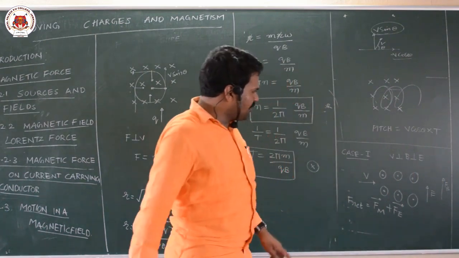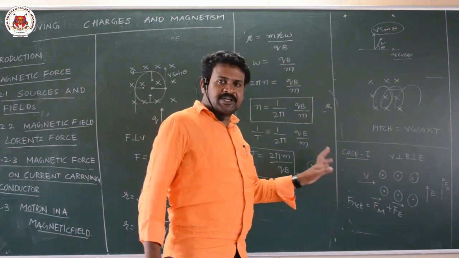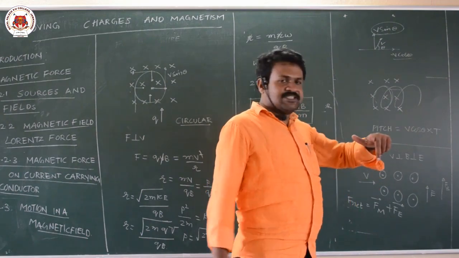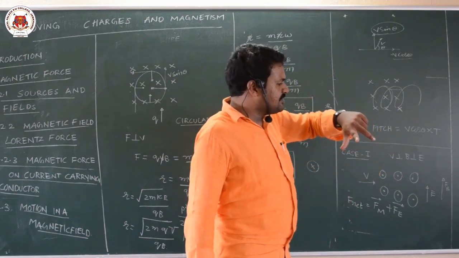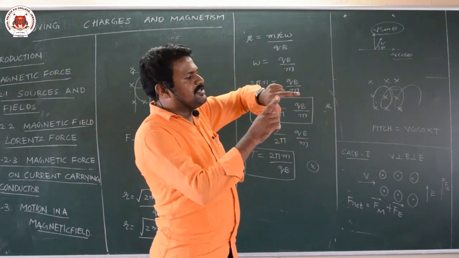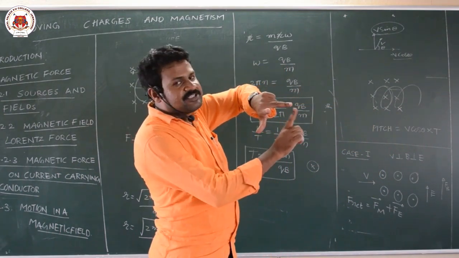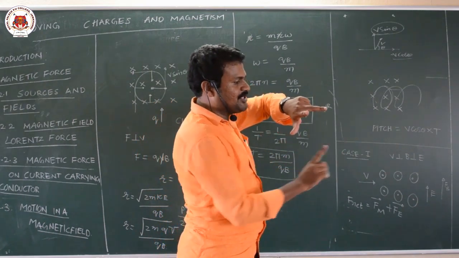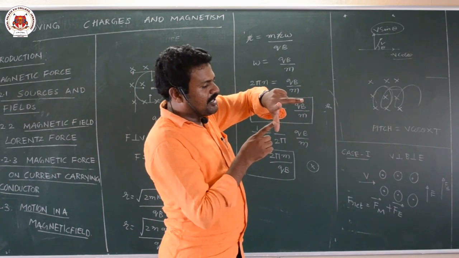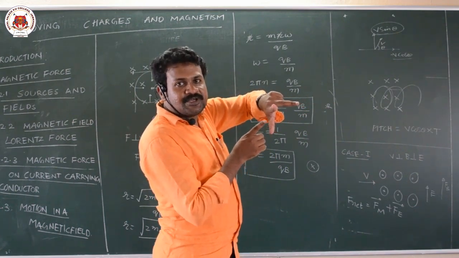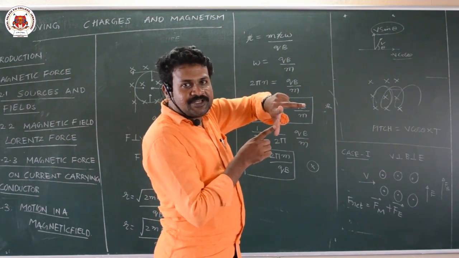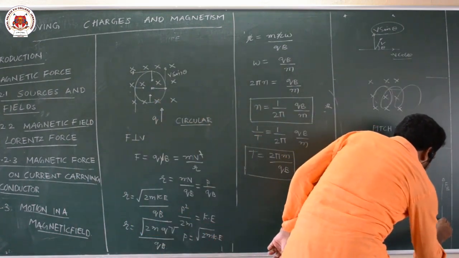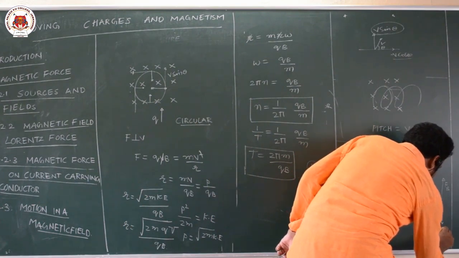Now what is the direction of the force due to the magnetic field? For that you have to apply the left hand rule again. The field is towards you, and the current is in this direction. Current means the motion of the charge particle. The charge particle moves in this direction, the field is towards you, and this is the direction in which the charge particle gets deflected, that is, the force is acting down. So the magnetic force is acting in this direction, the force due to magnetism.